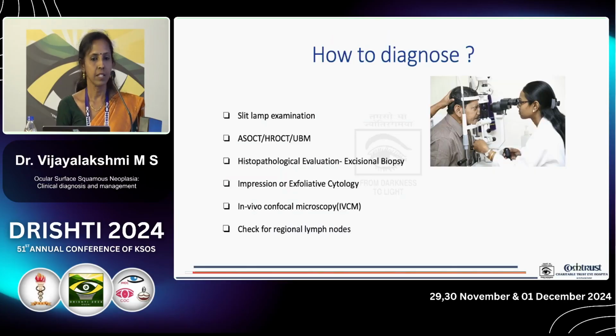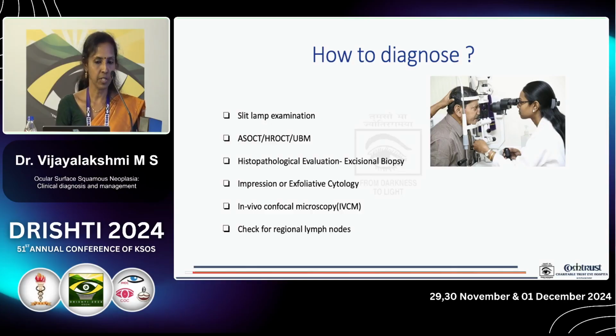Now, once we have a suspicious patient, do a thorough slit lamp examination, ASOCT, and if you have access to it, go for HROCT and UBM. In doubtful cases, you can go for biopsy. Now we don't do much of excisional biopsy, and we have impression or exfoliative cytology, but it's not very conclusive. But in case of inflammatory pathology, you can get some inflammatory cells in this. Always check for the regional lymph nodes.